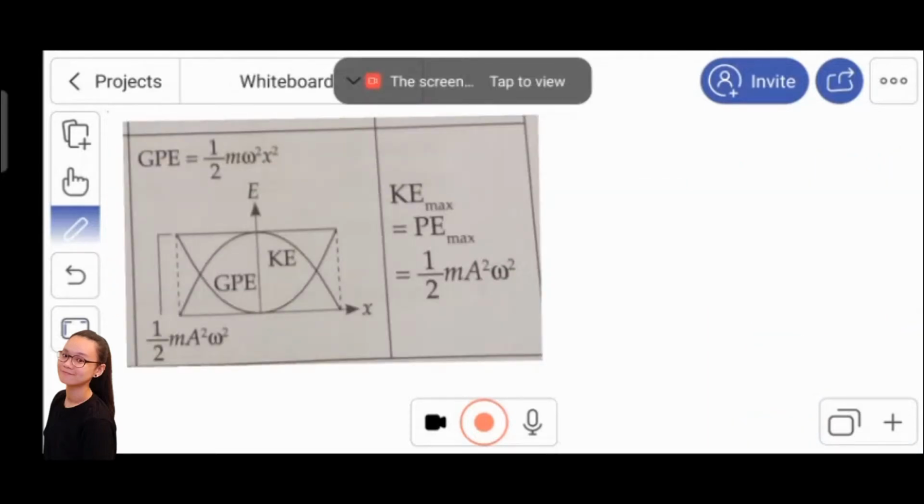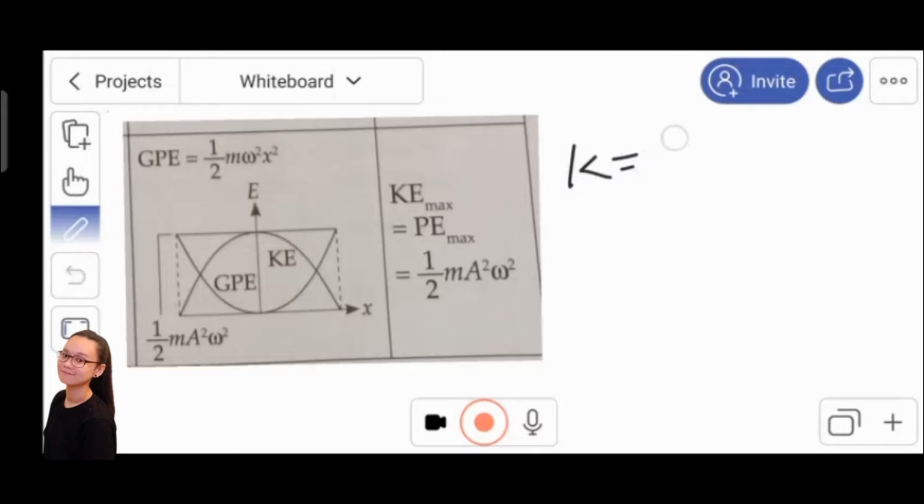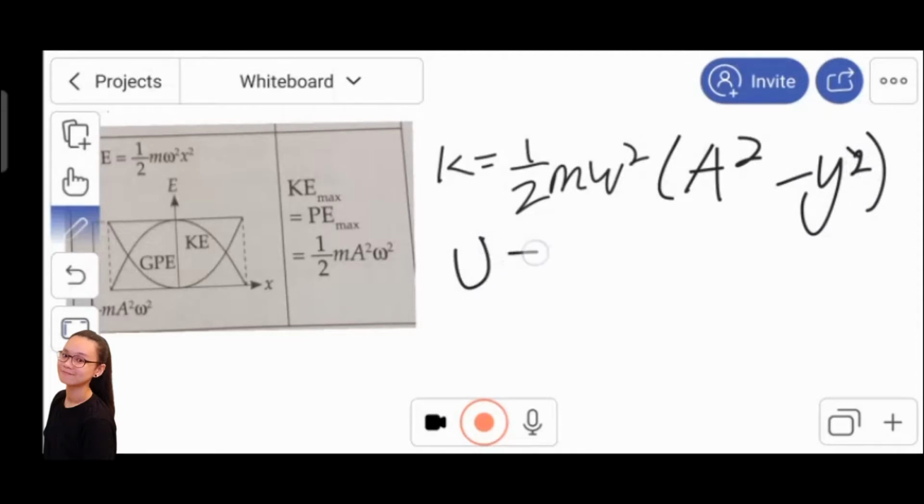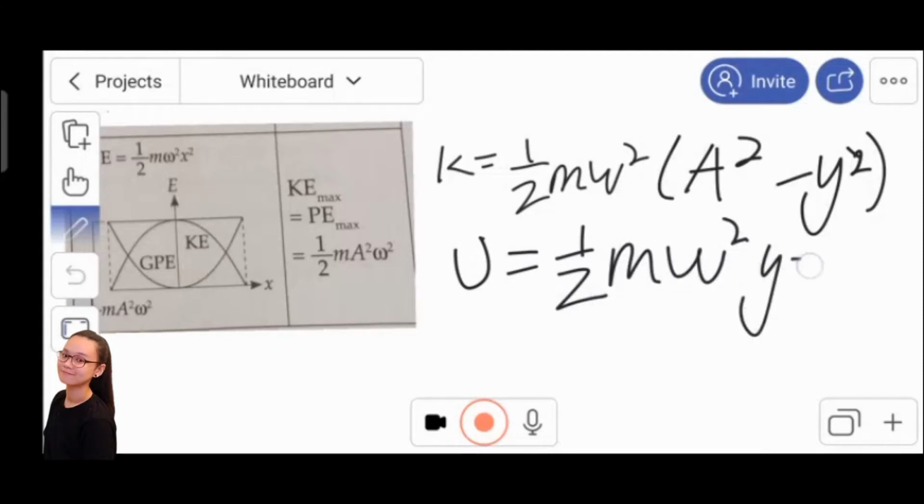Next, let's learn about the energy against displacement graph. We know the energy consists of kinetic energy and potential energy as the total energy. The formula of kinetic energy is K equal to 1 over 2 m omega square, amplitude square minus y square. And the potential energy has the formula of 1 over 2 m omega square y square.